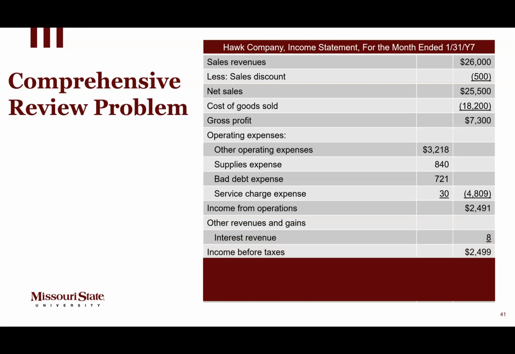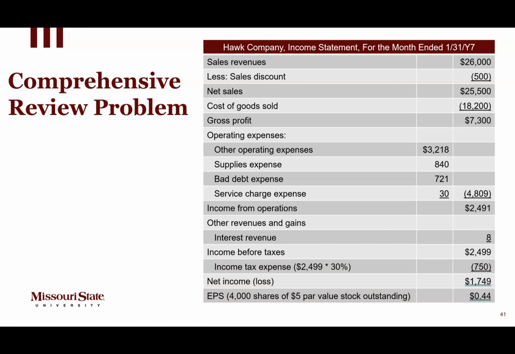Then we are going to go and get our other revenues and other expenses. Okay. All we have here is interest revenue. We don't have any other type of expenses, so that gives us an income before taxes of $2,499. We calculated our income tax expense a couple slides ago, so we know that is $750. So we need to reduce our net income before taxes by $750. That gives us a new net income after taxes of $1,749. We divide $1,749 by the 4,000 shares of outstanding stock, and it gives us 44 cents earnings per share.